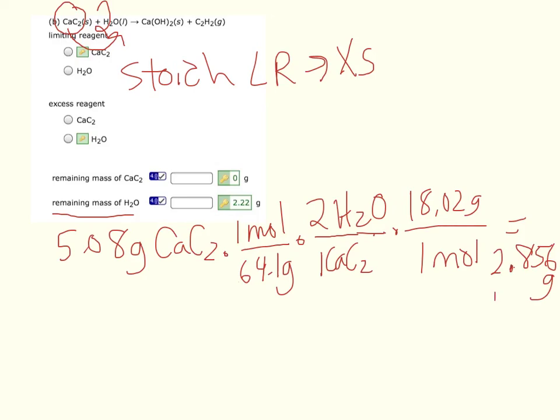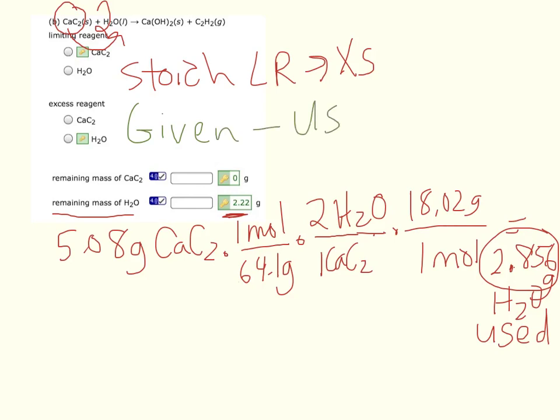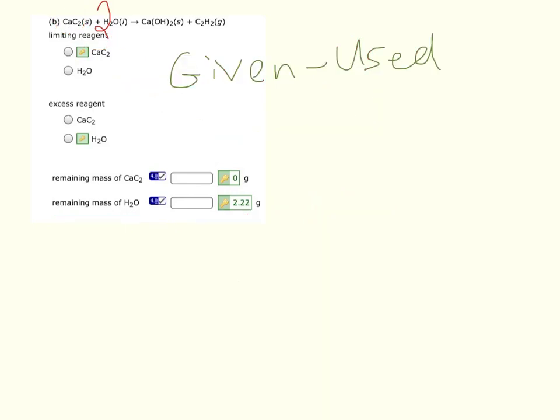So that is water, and that is how much we actually used or needed to react in proportion to the CaC2 we had. So that's not our final answer yet, because you can tell, look at our answers right there. Now, how do we get that answer? We are going to take what we were given, and we're going to subtract out what we used. So the given is given in the problem, hence it's called the given. And that was 5.08 grams of water was given in the problem.